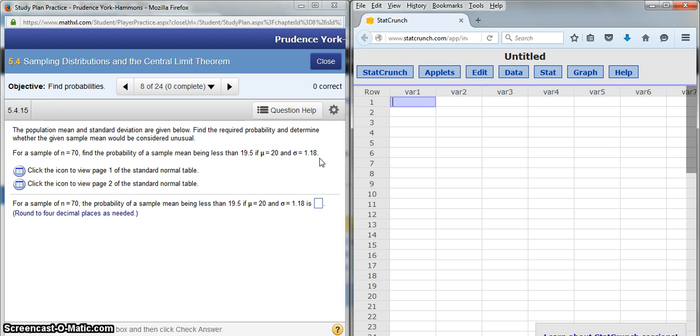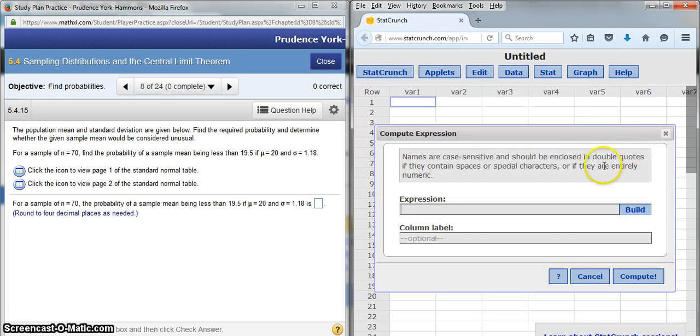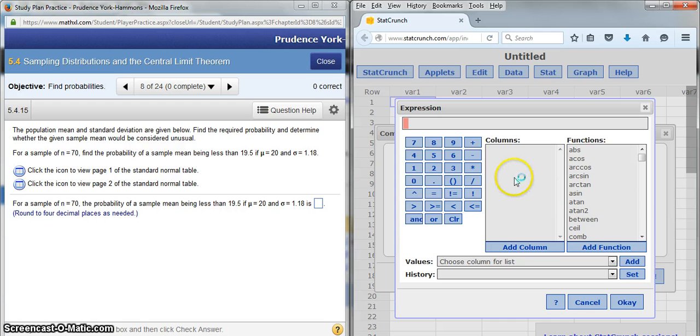In order to use StatCrunch, we actually have to know the standard deviation for the sampling means. To do that, we take the standard deviation for the population and divide it by the square root of our sample size, n. So if I go to StatCrunch, go to Data, and compute an expression, the expression I build takes my standard deviation, 1.18, that's the standard deviation for the population, and I divide that by the square root.